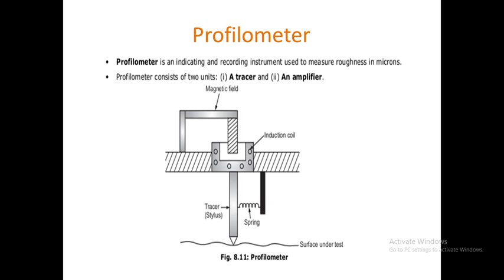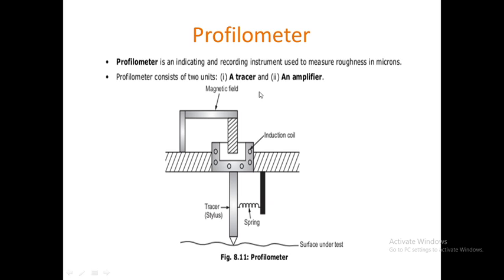Next we will see the profilometer. Again, the profilometer is an instrument which is used to determine the roughness in microns. Now the profilometer consists of two units, a tracer and an amplifier. Now we can see this is the entire setup. Now this is the surface of which the roughness has to be determined.